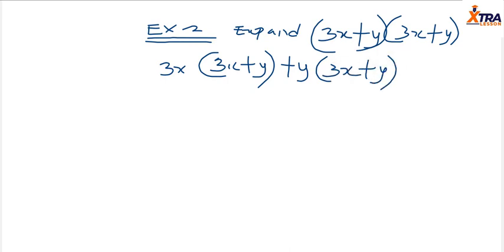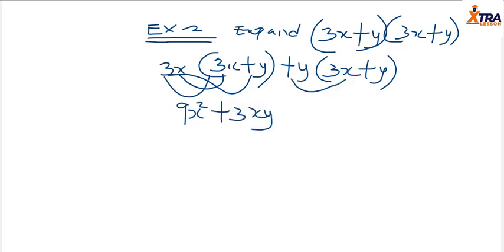So, removing brackets from the previous class, I believe you still understand that. 3 times 3 will give us 9. x times x will give us x squared. 3x times y will give you 3xy. Then y times 3x will give us 3xy. Then y times y will give us y squared.